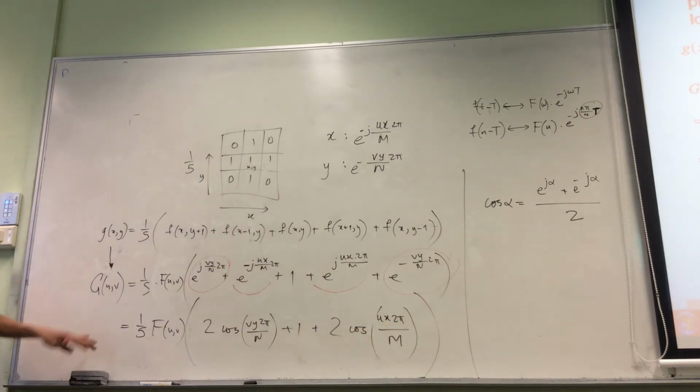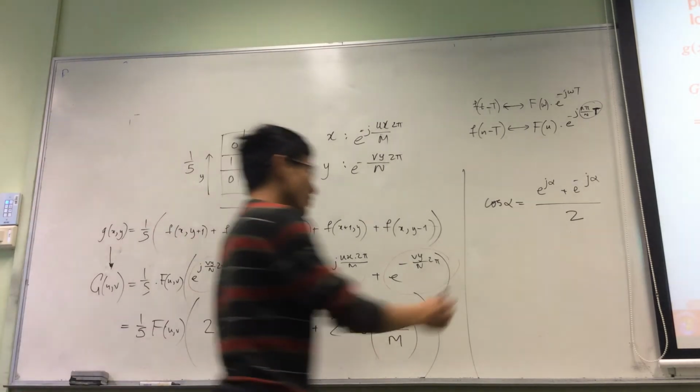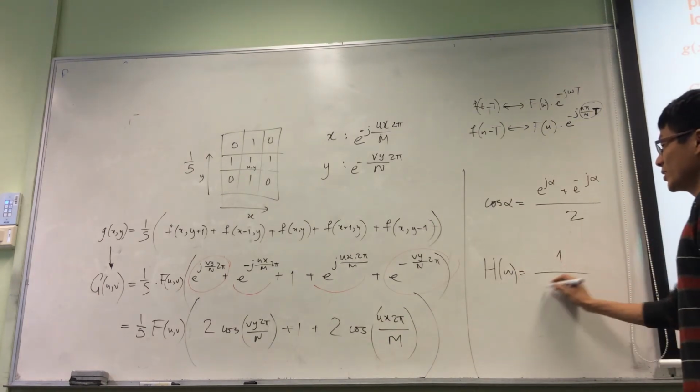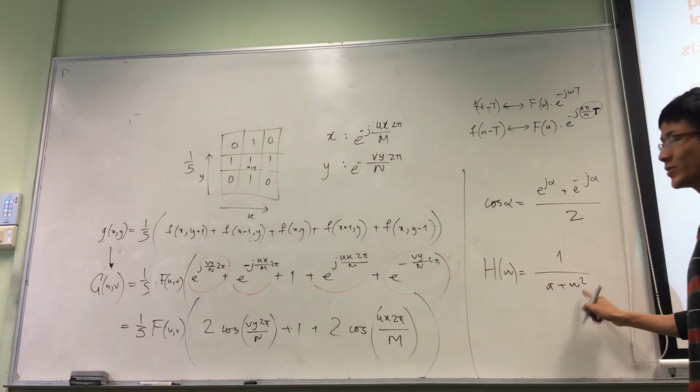Excellent. So this one is your transfer function. Now, from the transfer function, how do we know if it's a low pass or high pass filter? For example, I give you this transfer function: H of omega equals 1 over a plus omega squared. Is this one a low pass or high pass?